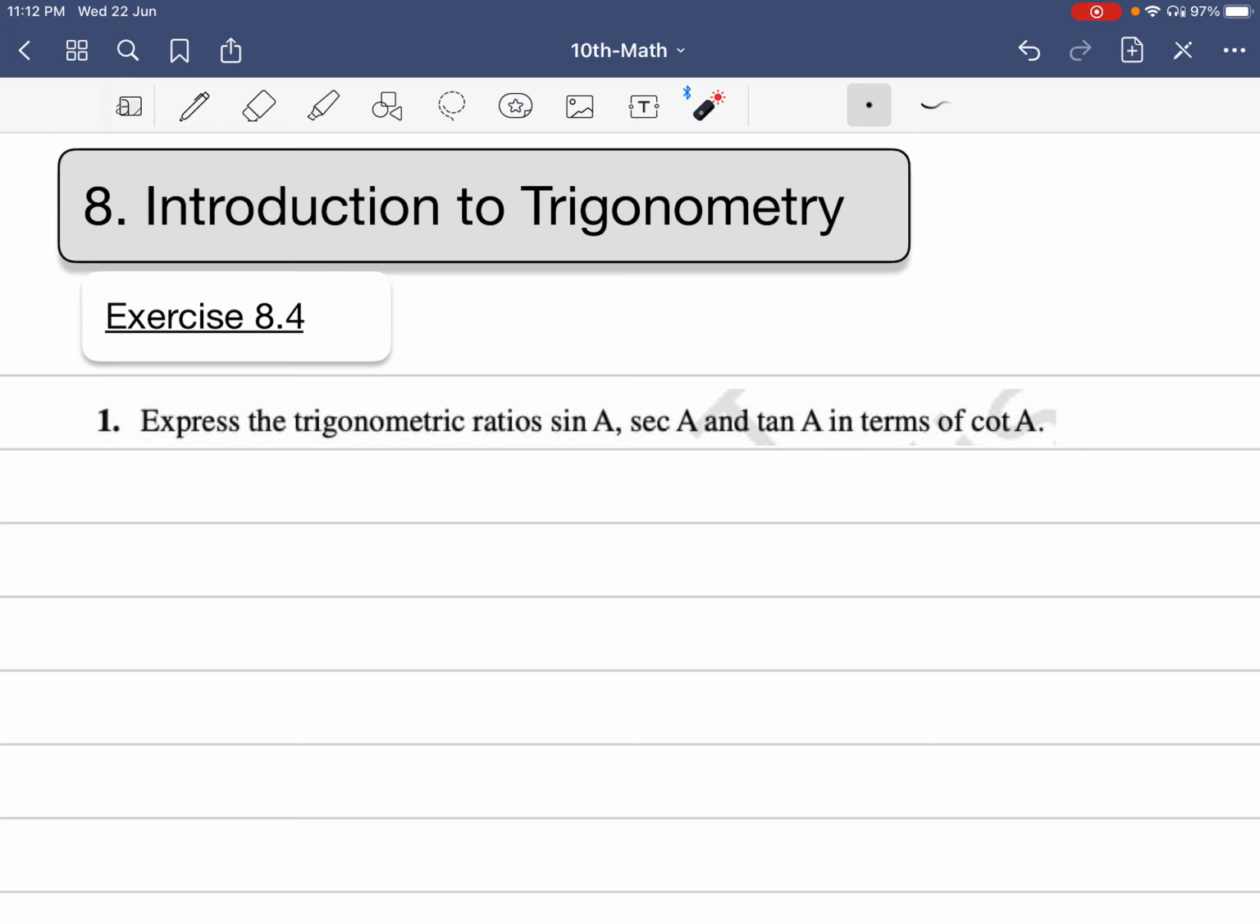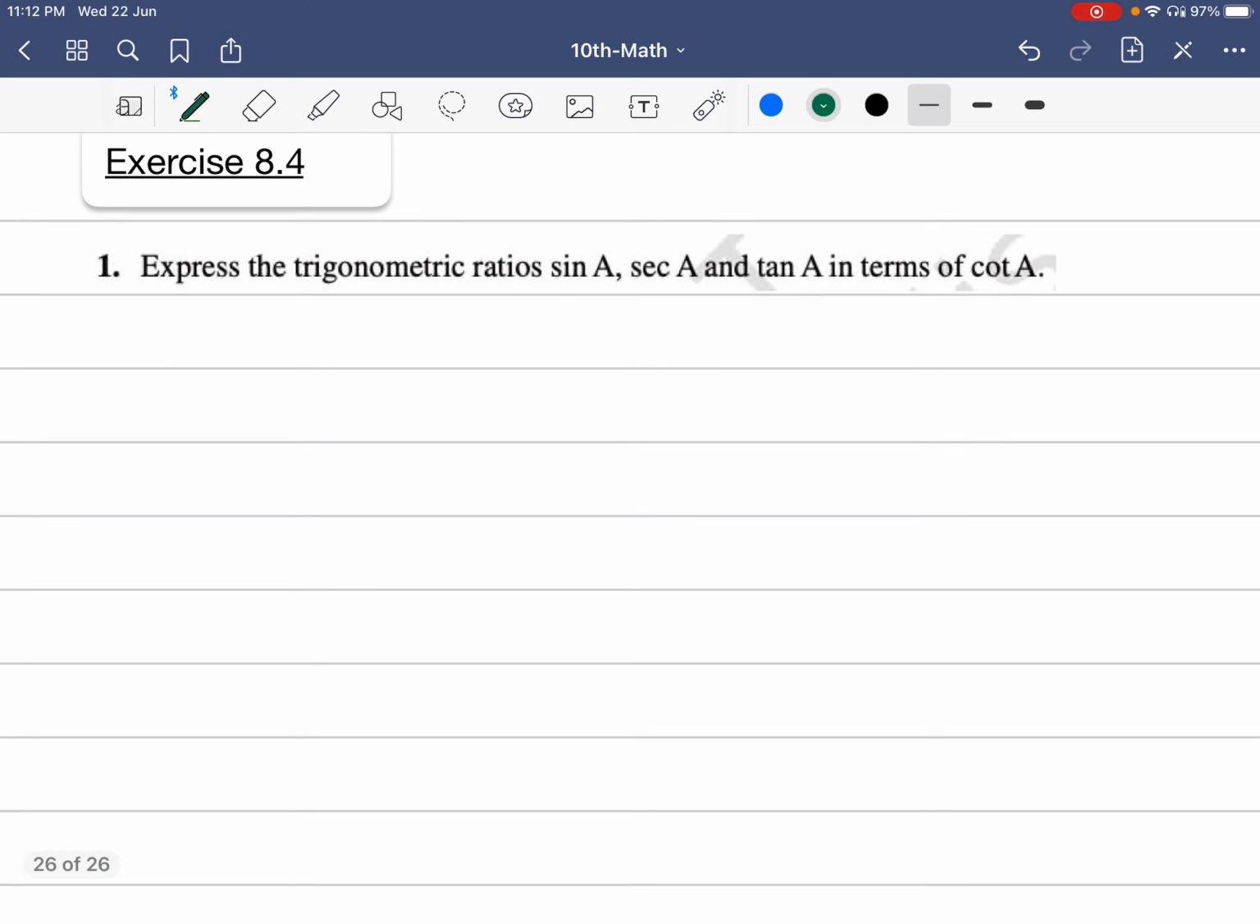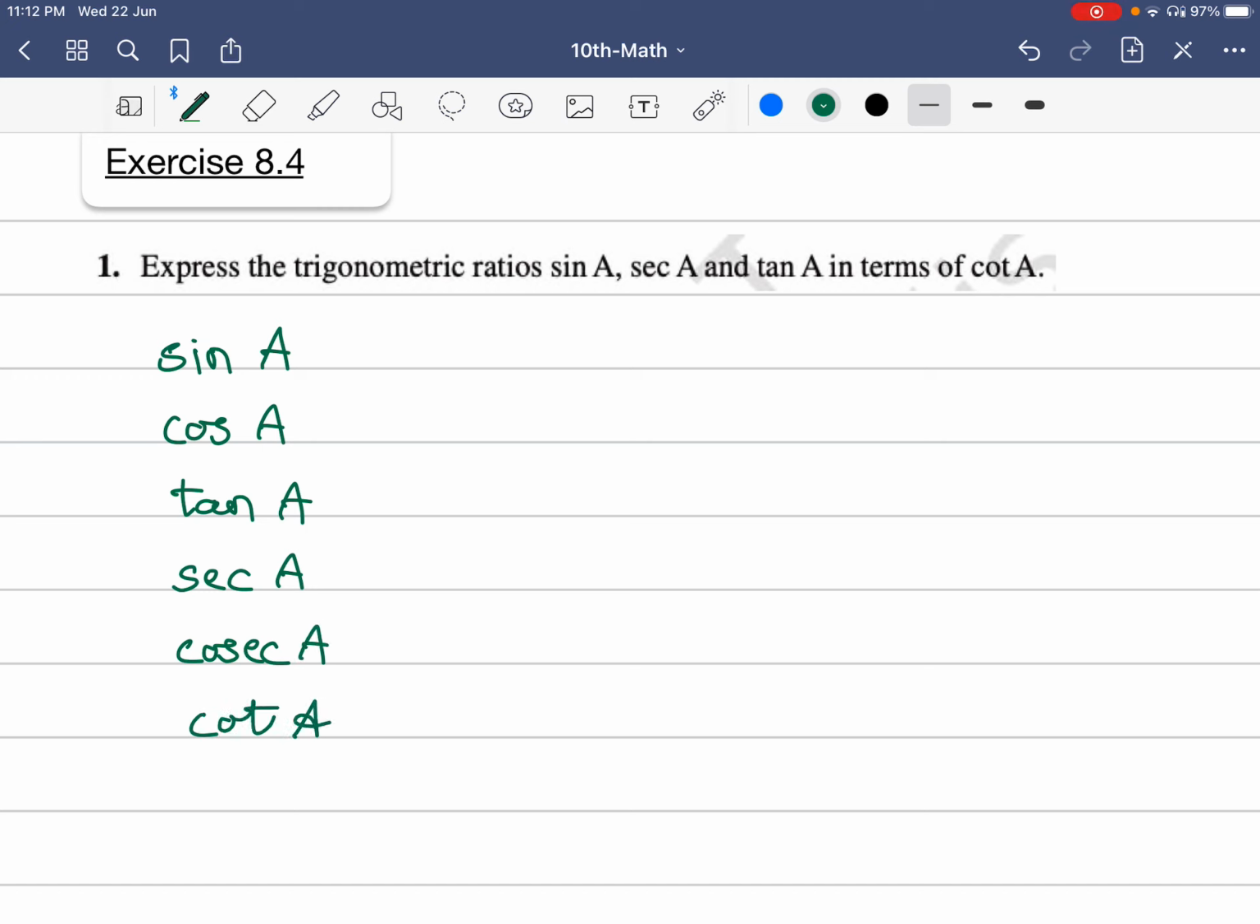Okay, so we have 6 trigonometric ratios. Let's note them down. We have our standard 6 trigonometric ratios: sin A, then we have cos A, then we have tan A, then we have sec A, then we have cosec A, and then we have cot A. Okay, these are the 6 standard trigonometric ratios that we have.